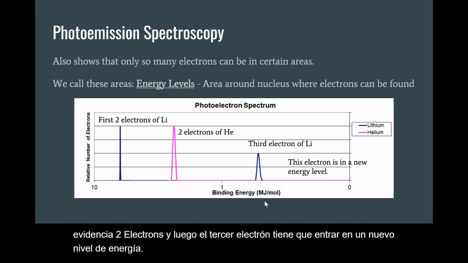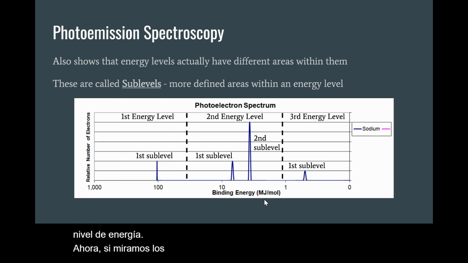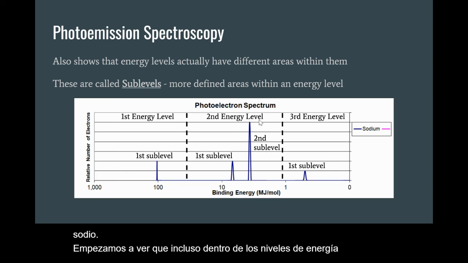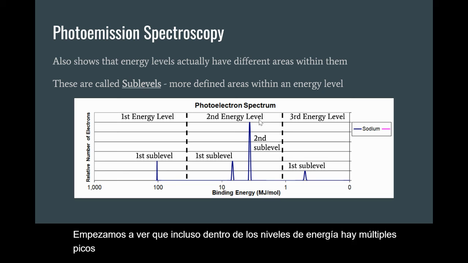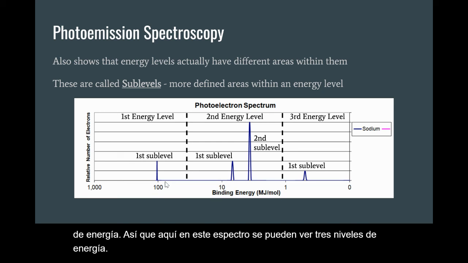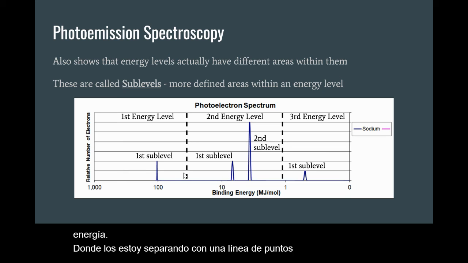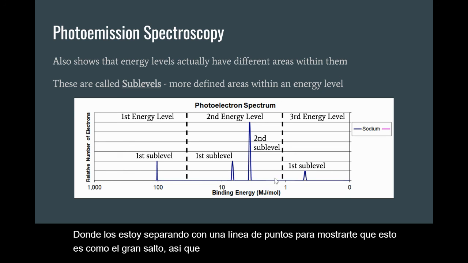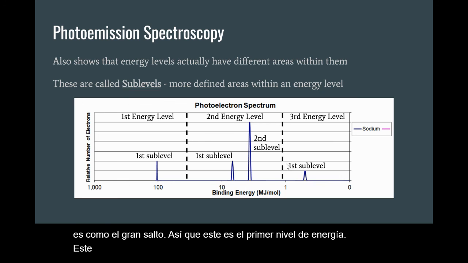Now, if we look at atoms with even more electrons, here's sodium. We start seeing that even within energy levels, there are multiple peaks. And we call these sublevels, more defined areas within an energy level. So here in this spectrum, you can see 3 energy levels where I'm separating them with a dotted line to show you that this is kind of the big jump. So this is the first energy level. This is the second energy level. And then here's our third.